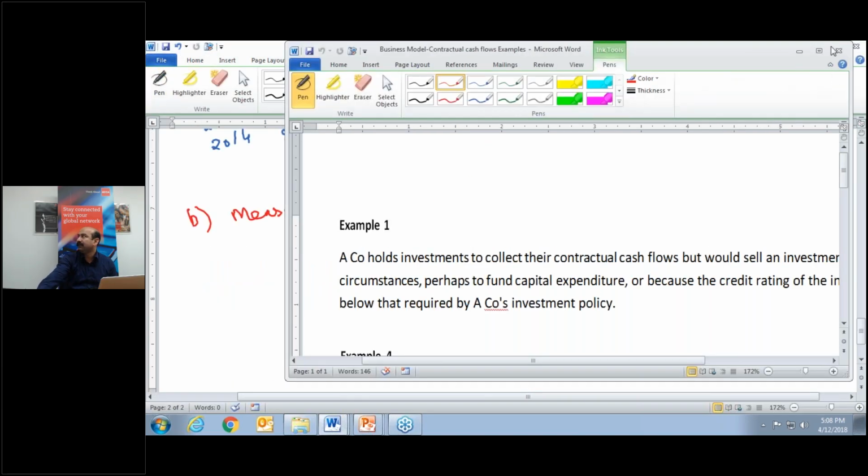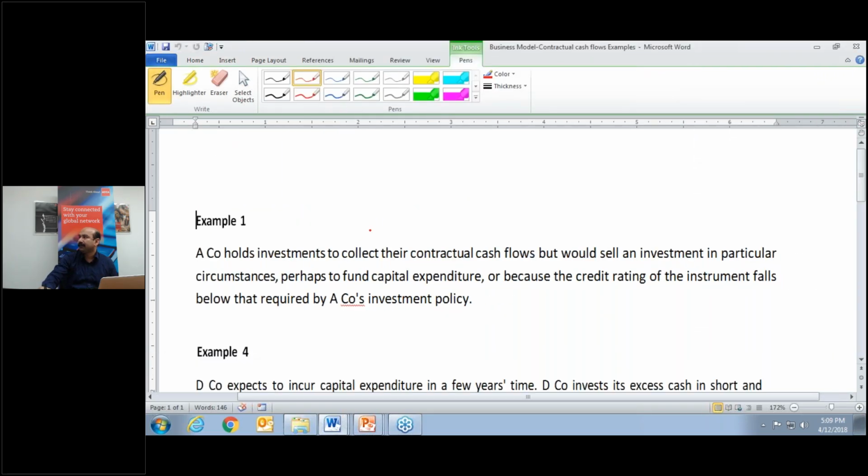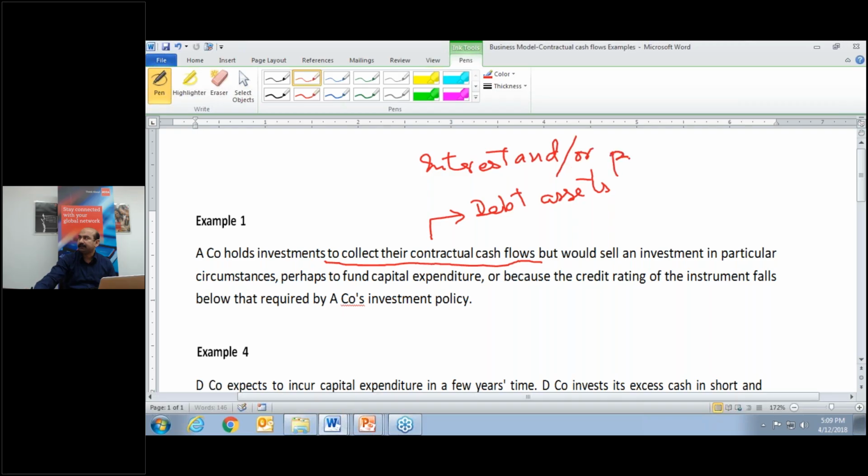So this is the objective, in fact: to hold the asset and collect the contractual cash flows. What are those contractual cash flows? Of course, here we are discussing financial assets that are debt assets, and those are in fact interest. Contractual cash flows are basically interest and or principal.